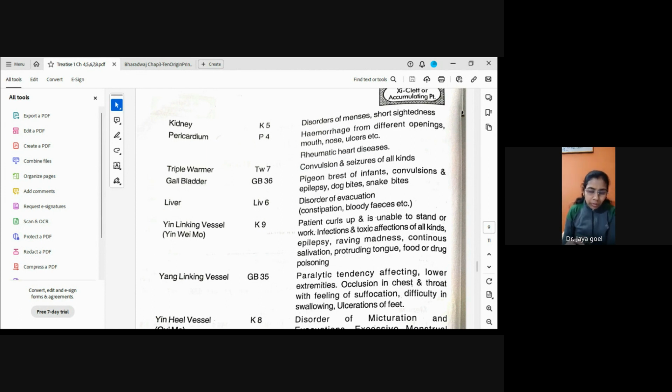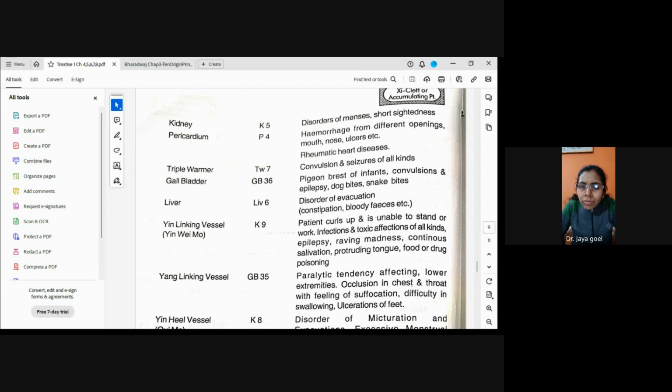Yin linking vessel. These are the extraordinary vessels. The yin linking vessel is an extraordinary vessel, and its point is K9. Treatment is given on K9 when the patient curls up and is unable to stand or walk, for infection or toxic affection, and all kinds of epilepsy are treated on K9.